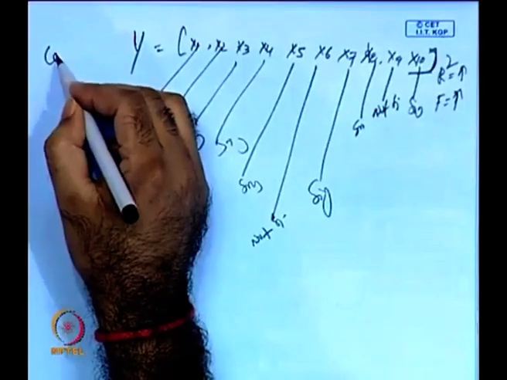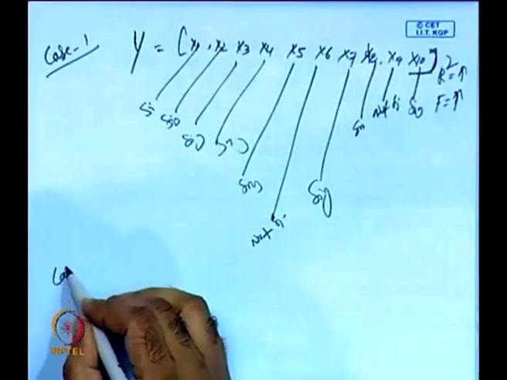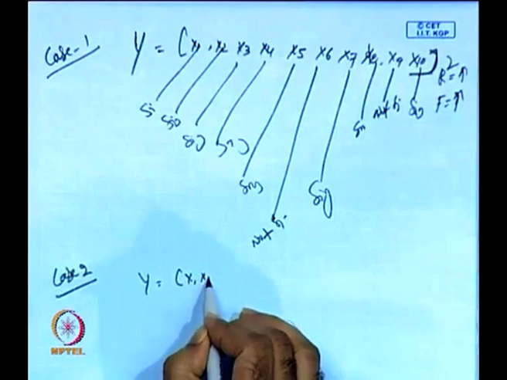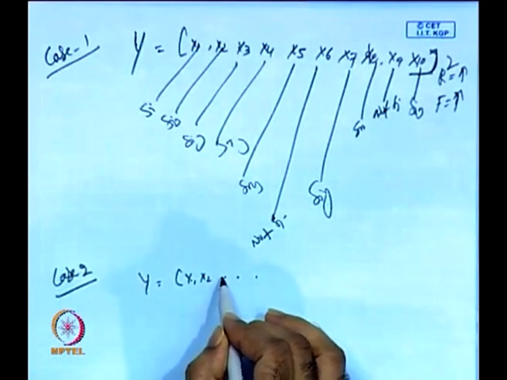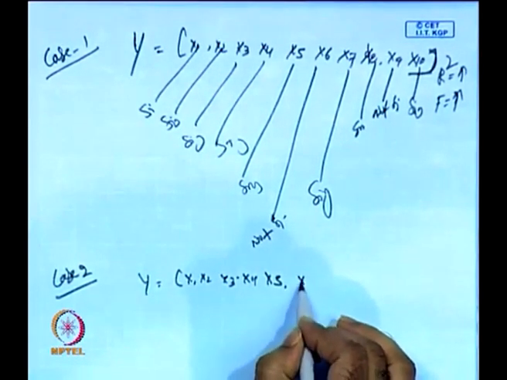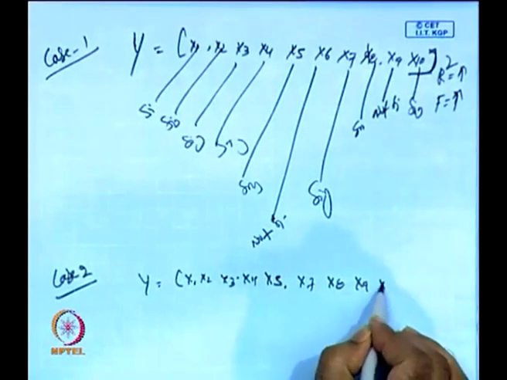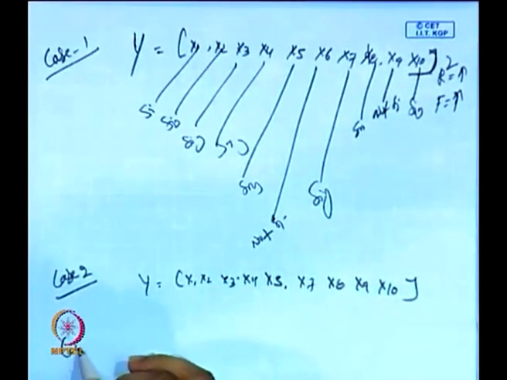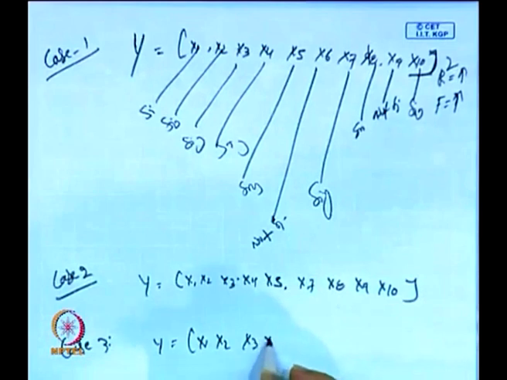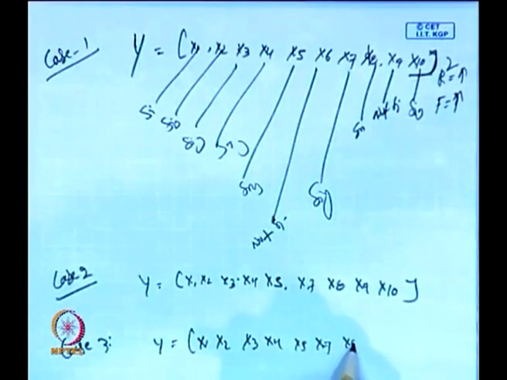So what you have to do? You make an experiment. This is the original case, and you call it case 1. Then you go to case 2: y equals x1, x2, x3, x4, x5, dropping x6, then x7, x8, x9, x10, and check the model status. Then case 3, you take another case: y equals x1, x2, x3, x4, x5, x7, x8, with x9 dropped here, then x10.